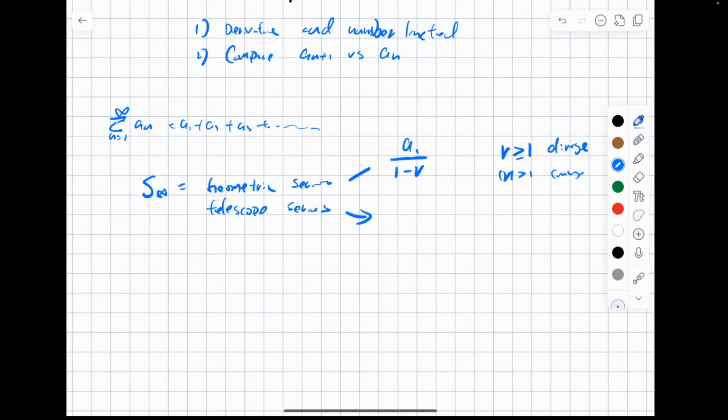Telescoping series usually require one thing before you get the telescoping. What do you think it requires you to do? Usually the question is going to involve partial fractions. Good. So don't forget how to do partial fractions, because you might have to deal with them.